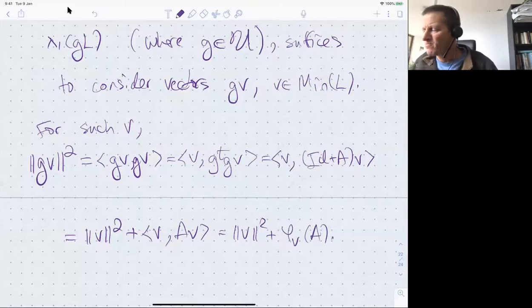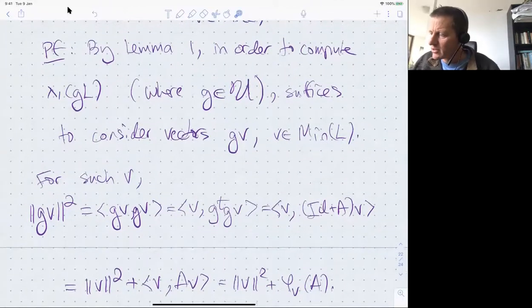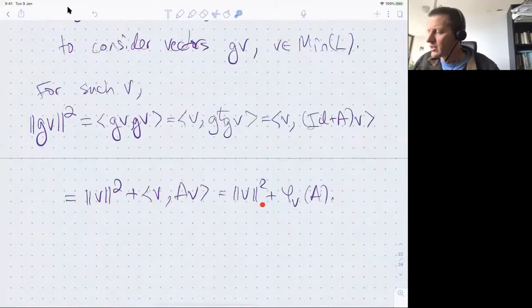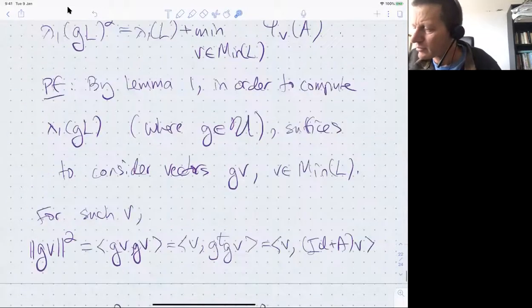Okay? And so for all the vectors in the minimizer, this quantity is lambda 1 of L, and we're squaring it. And the amount that we have to add is this linear functional phi V. And that proves lemma 2.